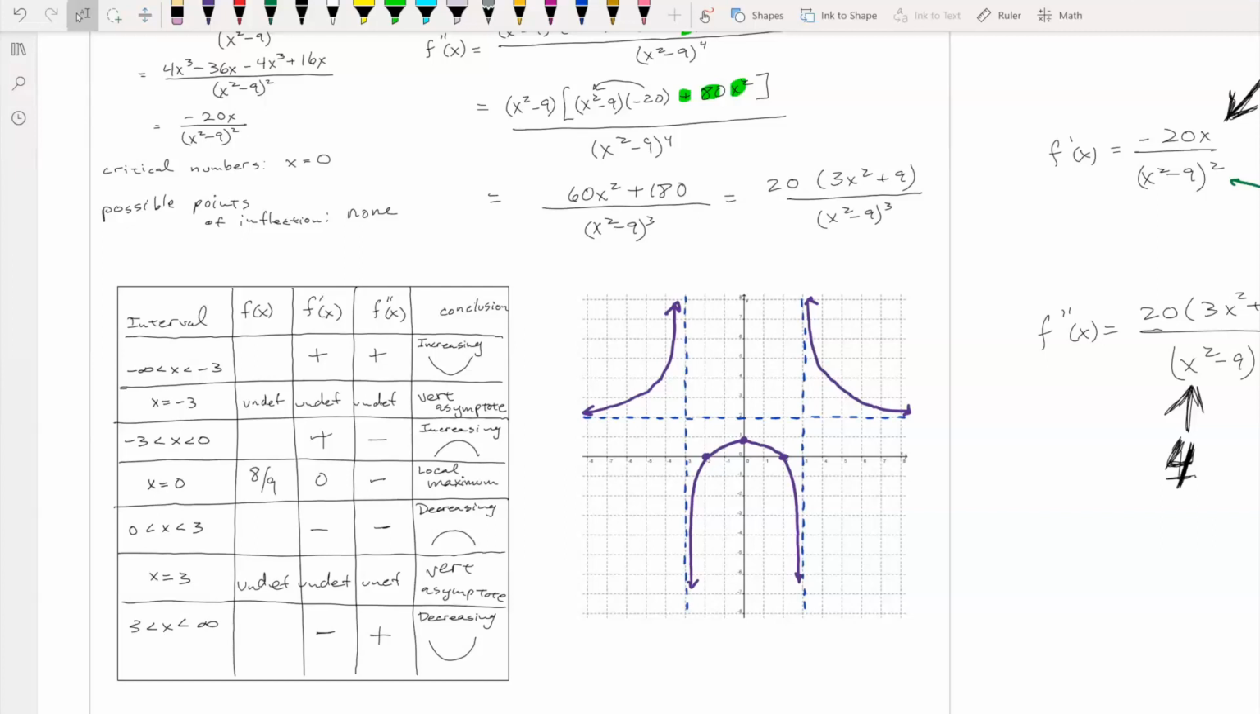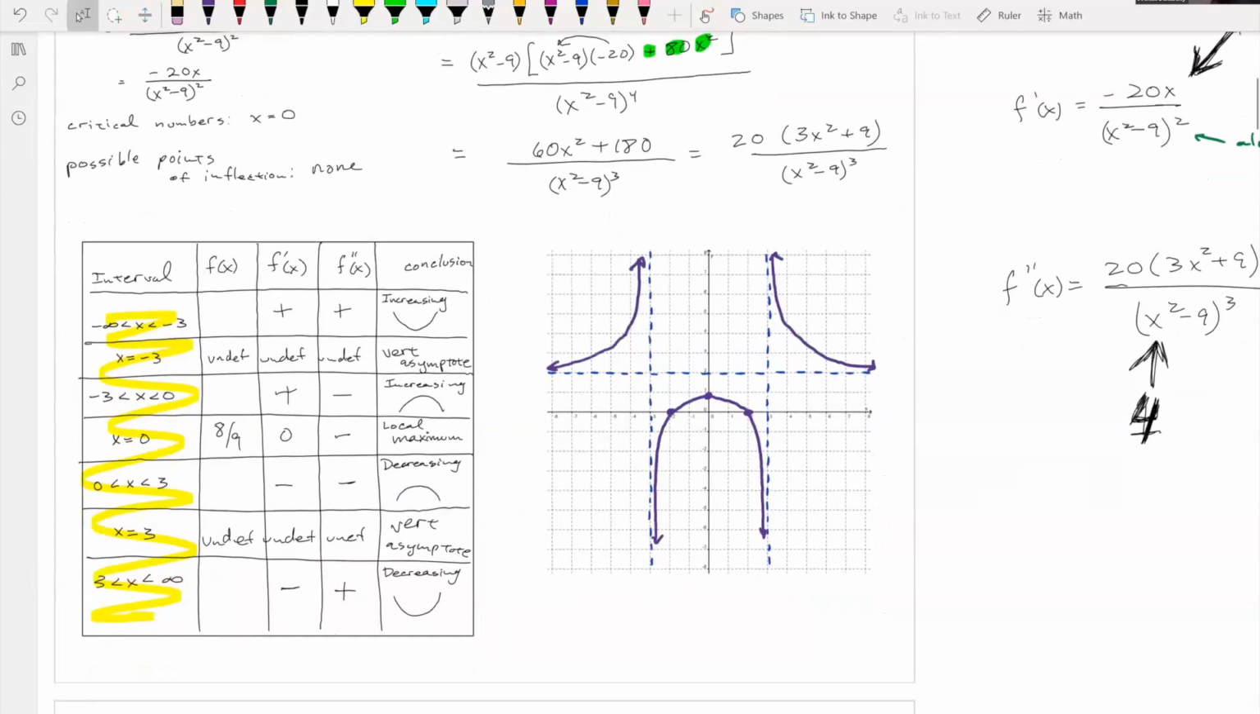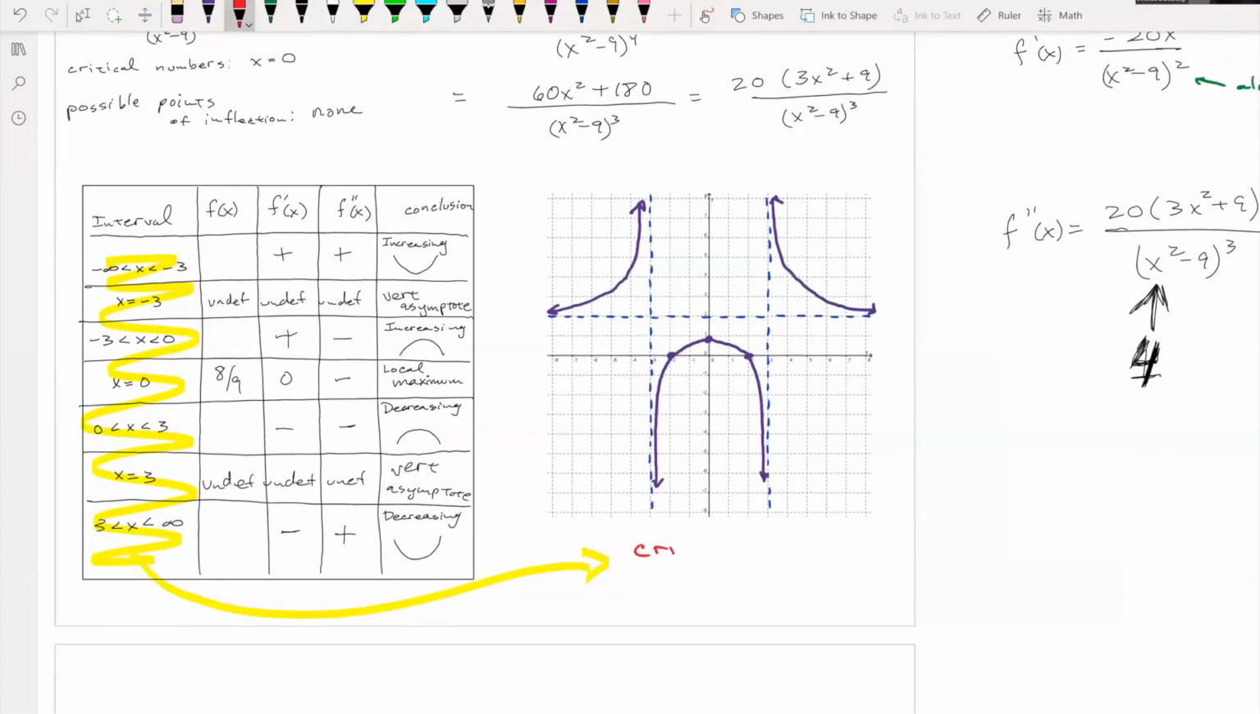For the values x equals -3, x equals 0, x equals 3, are those just coming from the domain? Are you talking about the intervals that I'm using? Yeah. So Karash is asking a really good question. He's saying, where is all this coming from? Let's write it down so we remember this because we're going to need it. We use critical numbers, possible points of inflection, and vertical asymptotes.